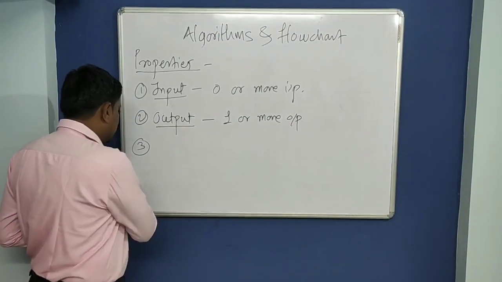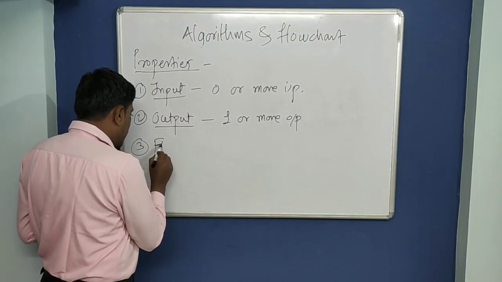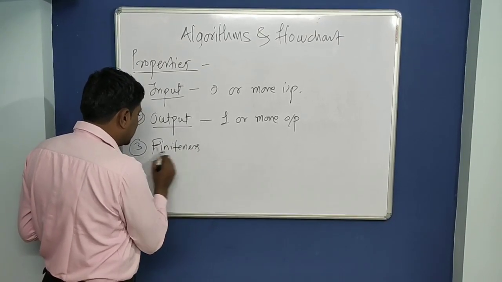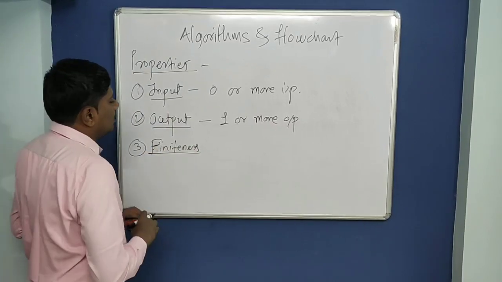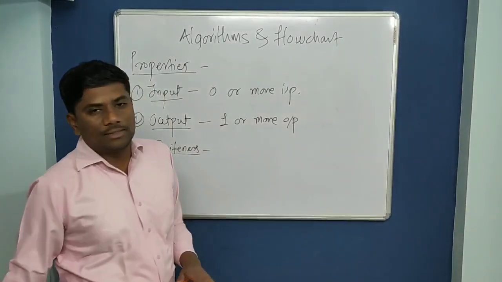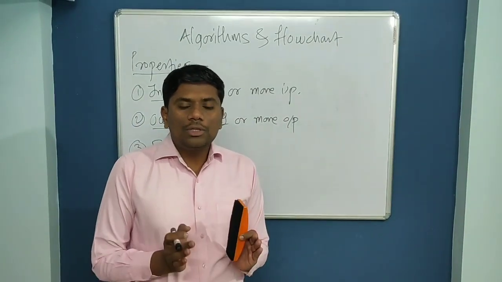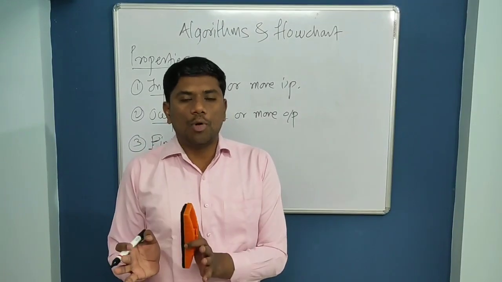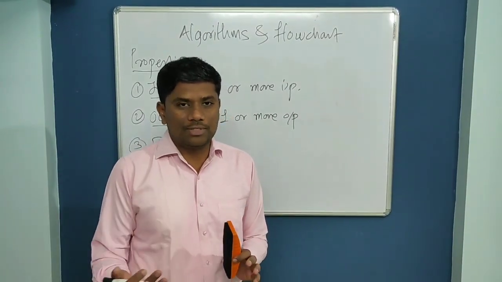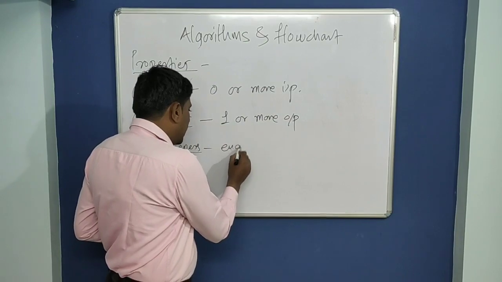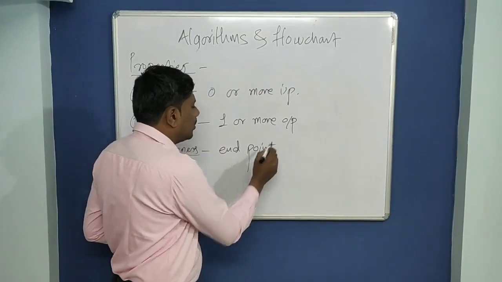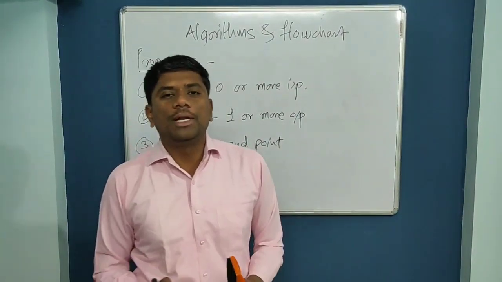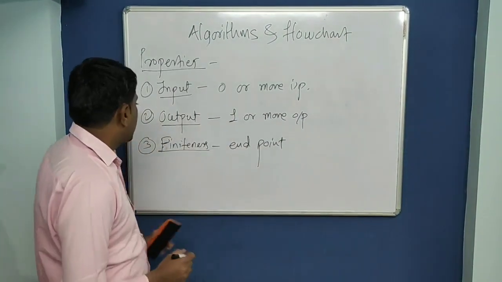The third property is finiteness. What is meant by finiteness? Your algorithm should end after some steps. An algorithm should have some ending point. It should terminate after some steps. It should not be infinite. It should have some terminating point. That's why finiteness.